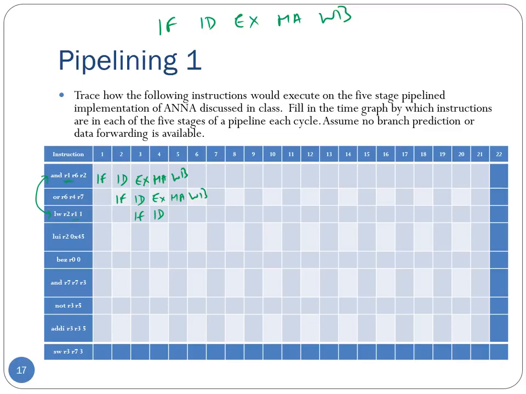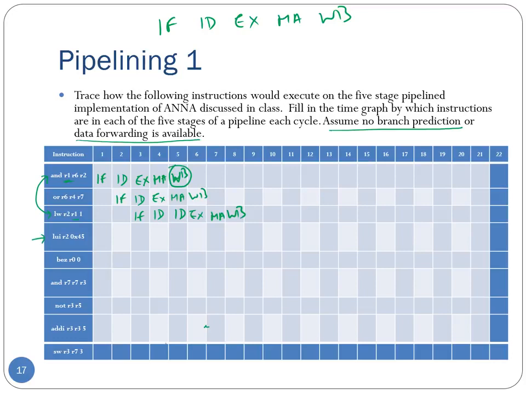So the problem is, you see at this point now, for this question we are assuming that there is no branch prediction and there is no data forwarding available, right? So basically what that means is this load word needs to wait for the write back of AND to finish, right? So we'll have to hold it here in the decode for one more cycle, and then it can move on to execute, memory access, write back.